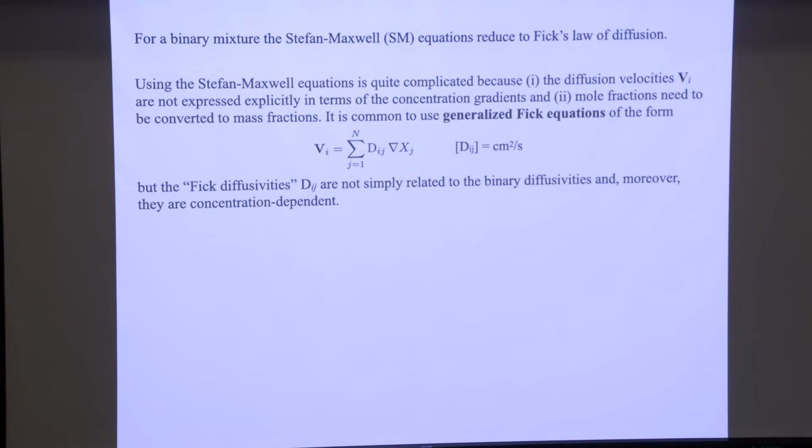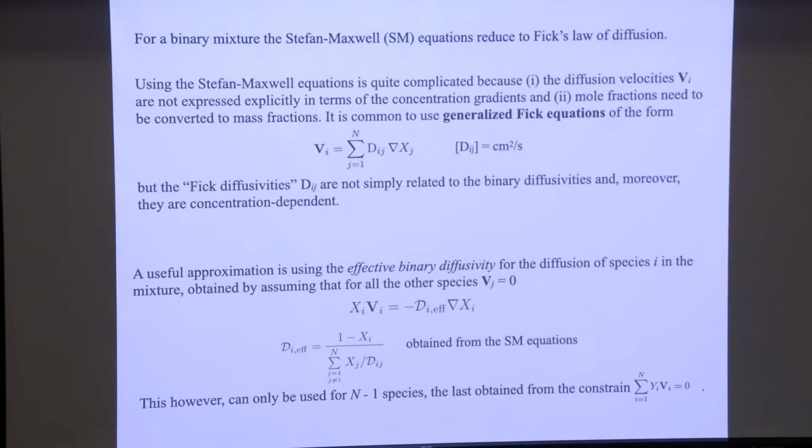The second thing is that sometimes it's convenient to write, as I just mentioned before, an explicit relation. In other words, Vi is equal to something. The problem is that if you write an equation like this instead of the Stefan-Maxwell relation, which is often known as generalized Fick's, the Dij are not simple experimentally determined quantities. In fact, they depend on concentration, and so it's not a very convenient way to do it, but for computation, it may be easier.